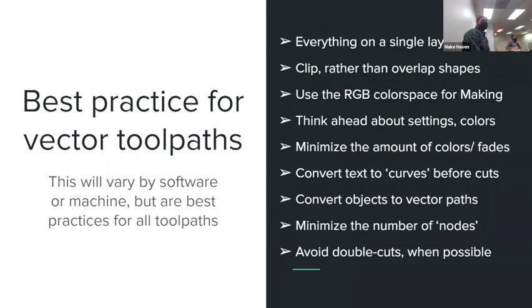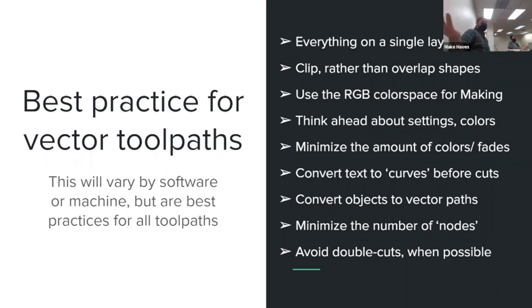Think ahead about your settings or colors as you're building your toolpath, as you're building your image. If you can imagine how it's going to get made, it's going to help you design it better. Minimize colors and fades. It's hard to do those. You basically can't do a faded color with a sticker. They're pretty much one color and that's it.